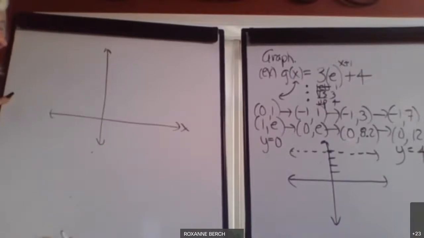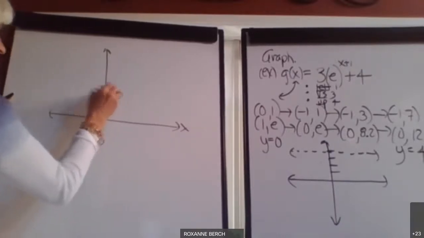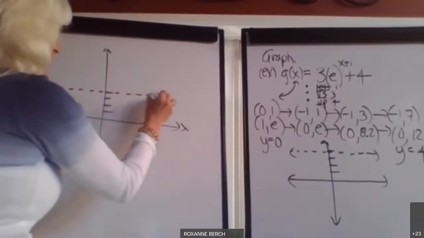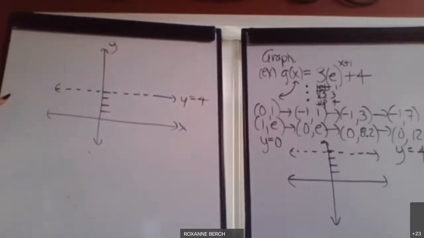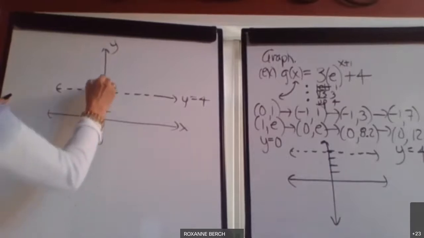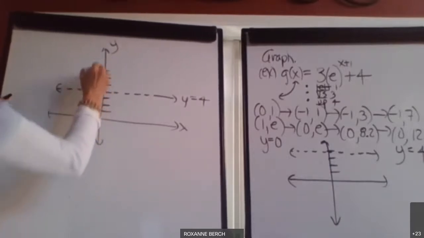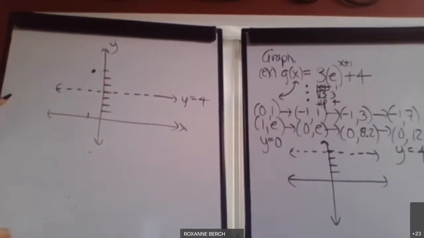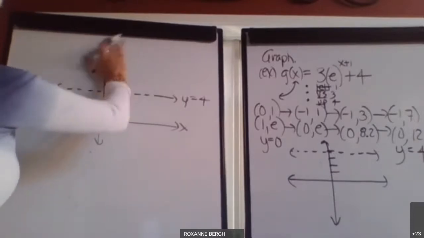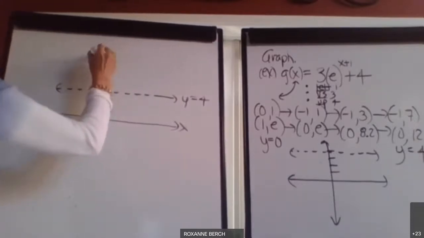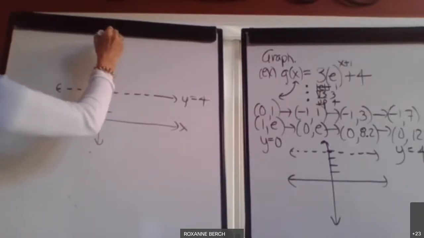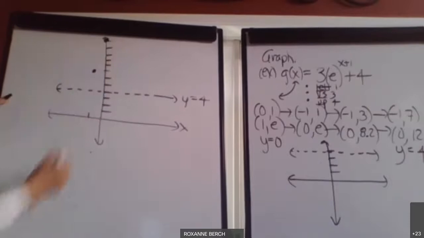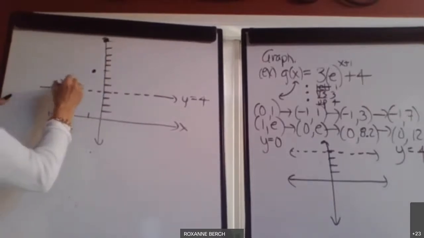Let's try it again. Okay, so we have an asymptote at y equals 4. We're graphing left one up 7. And we're graphing 0 up 12.2, 12 and 2/10. So 7, 8, 9, 10, 11, 12, 2/10. And this is exponential growth.